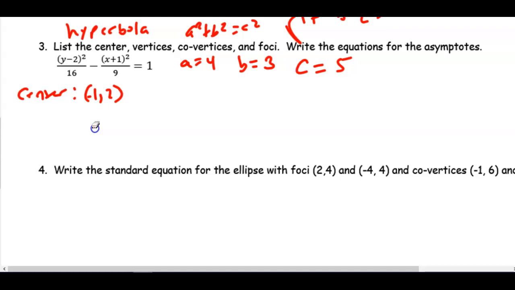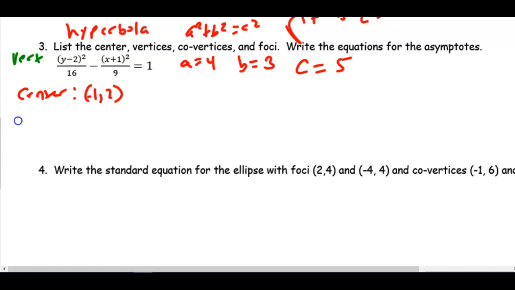Now I've got to find the vertices. The thing to remember with hyperbolas is because y came first, that means this is vertical. Because the y squared came first, this is a vertical hyperbola. All right, so from this point right here, I'm going to go up 4. If I had a grid right here, I'd draw it out. I'm going to go up 4, so 2 plus 4 is 6.